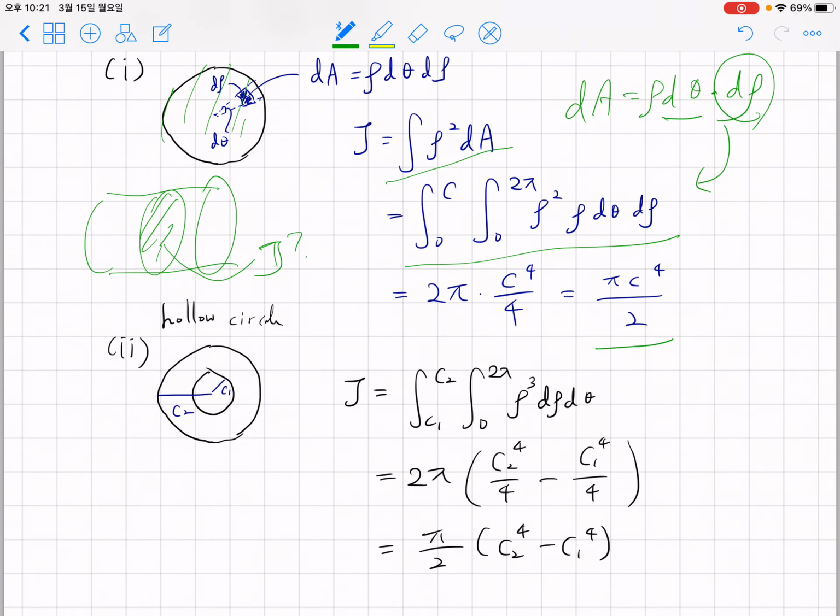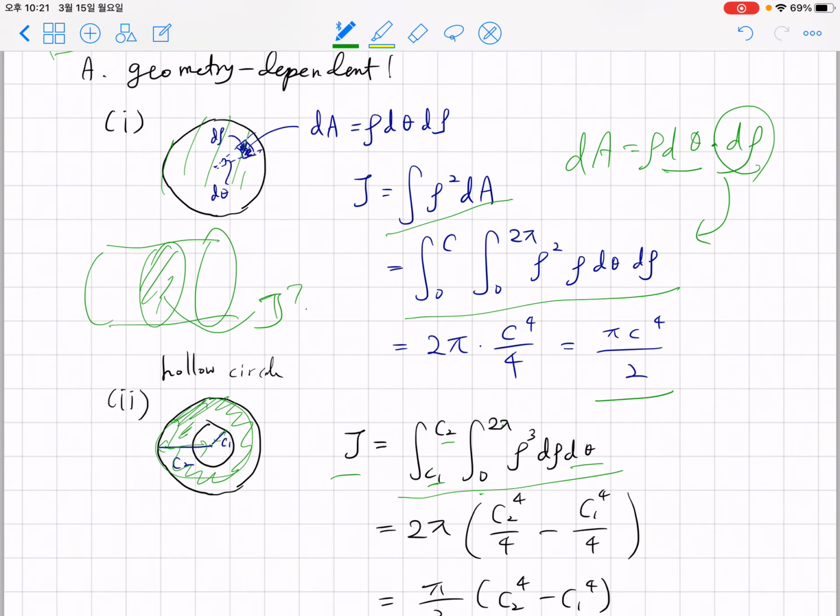Now instead of a circular shaft, if you have a hollow circle, so you have a hole inside and you have a hollow cylinder, with outer radius C2 and inner radius C1, then when performing the J calculation, instead of from 0 to C, you integrate from C1 to C2, and you integrate from 0 to 2 pi for d theta. After massaging this equation, you end up having pi over 2 times (C2 to the fourth power minus C1 to the fourth power). So this is how you obtain J based on this integral.